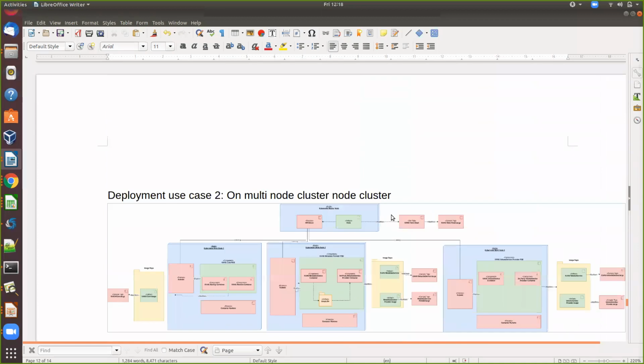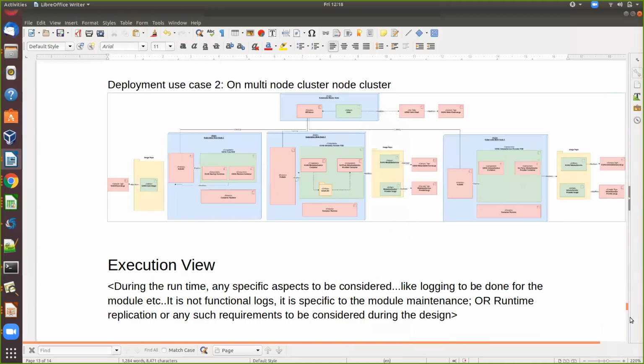Yeah, that's all, Anvit, we have from CDM side. Any doubts or questions?